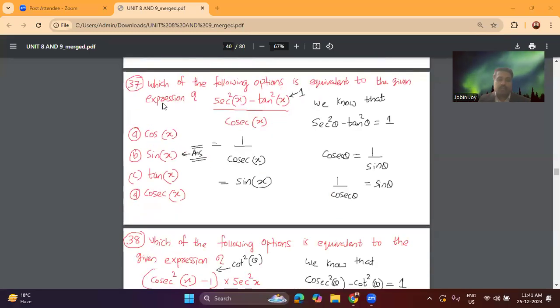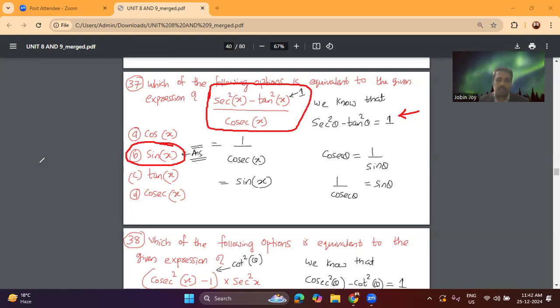Then next is, which of the following options is equivalent to the expression? This is the expression: (sec square x minus tan square x) divided by cosec x. Again, we have an identity: sec square theta minus tan square theta is equal to 1. So this is 1 by cosec x, right? What is 1 by cosec x? 1 by cosec theta is equal to sine theta. So the answer is sine x.